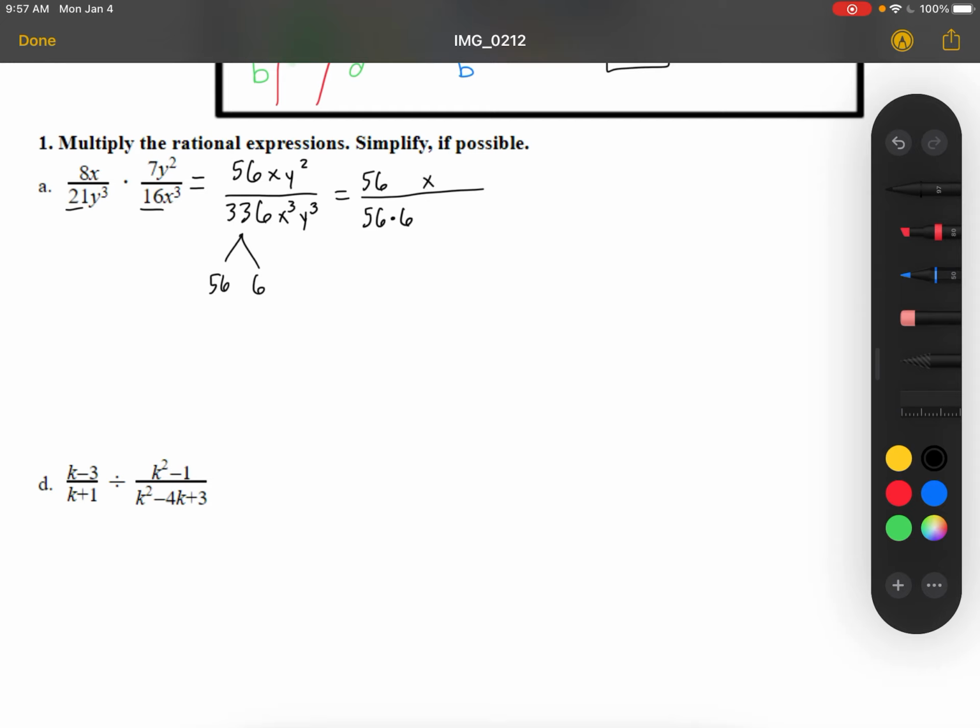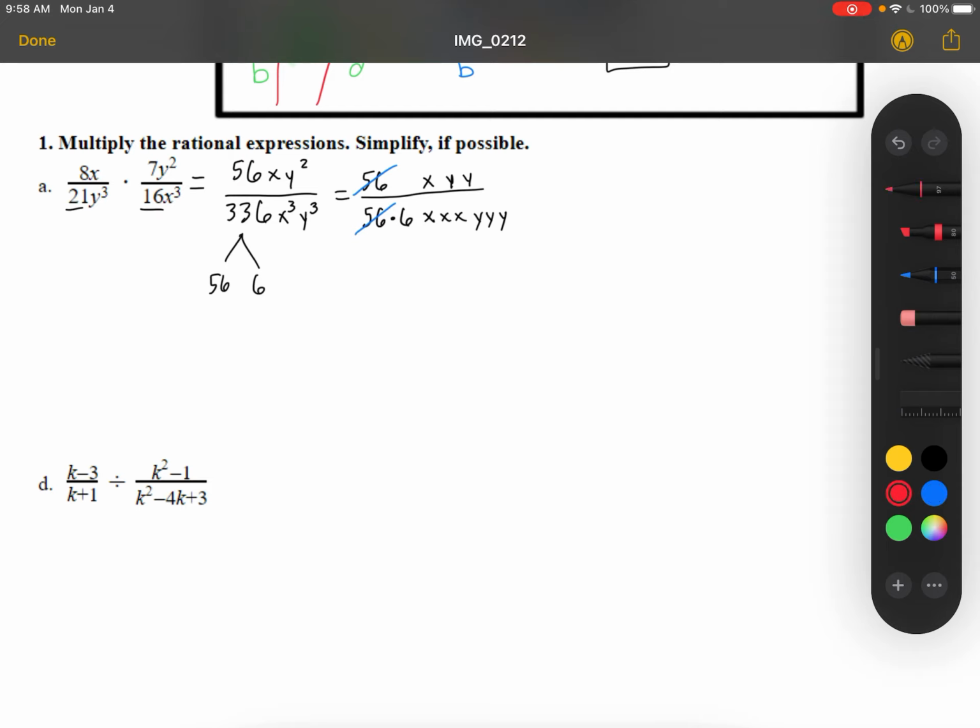Secondly, we have our x and our y squared, or our 2 y's on top. And on the bottom, we have x to the third, or 3 x's, and y to the third, or 3 y's. So again, we're just breaking these down into their individual parts. We could break the 56 down, dividing by 2 until you get to the most simple factors. But if you have anything that's in common right away, you can save yourself a little bit of time and say, okay, I see that these two things are in common. We can simplify those based off of that.